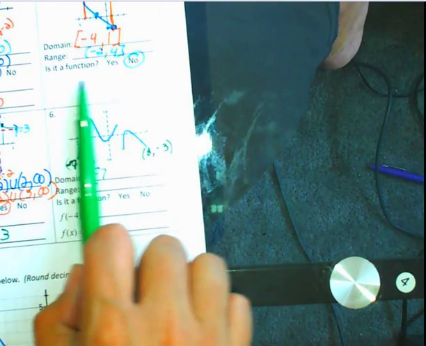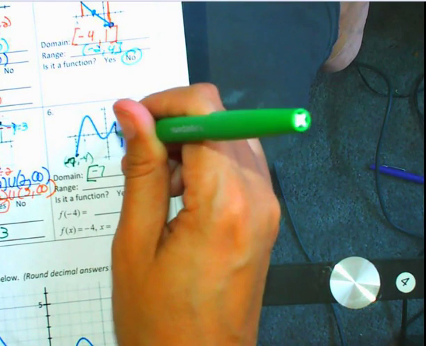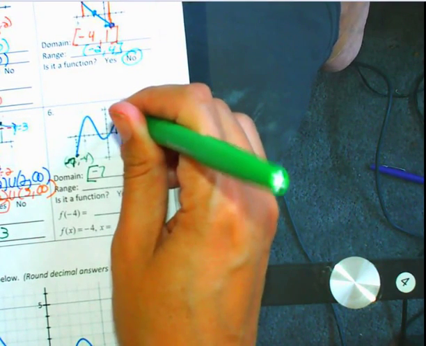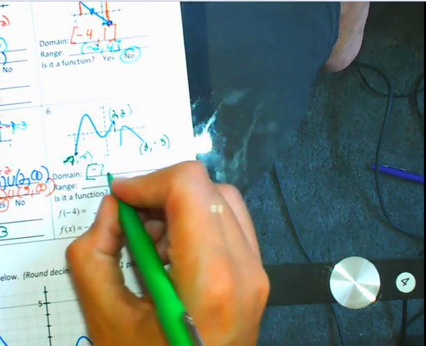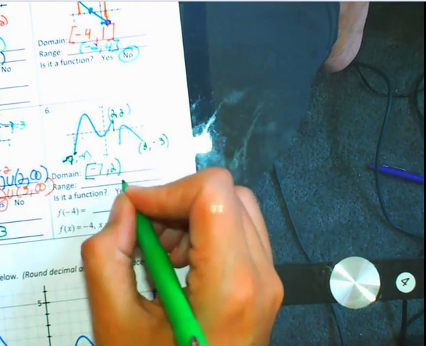And then I'm moving along here for my domain. Notice that it stops right here. Actually, there's a break here. It stops right there. So that value there is 2, 2. So it stops at 2. And notice an open circle, so I'm going to use a parenthesis. But I still need to talk about this other piece of the graph, so I'm going to say with union.